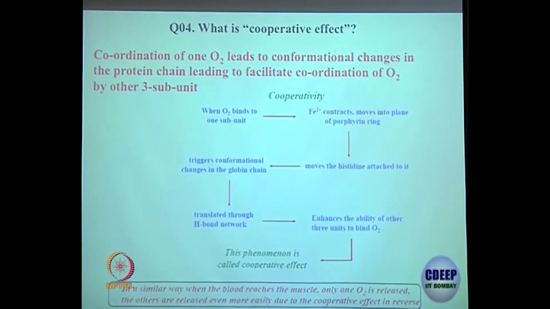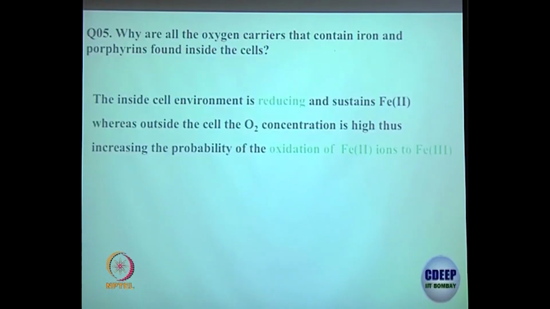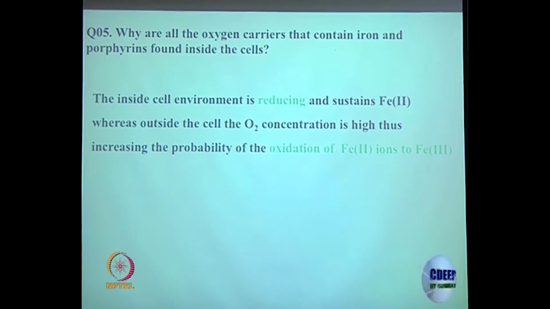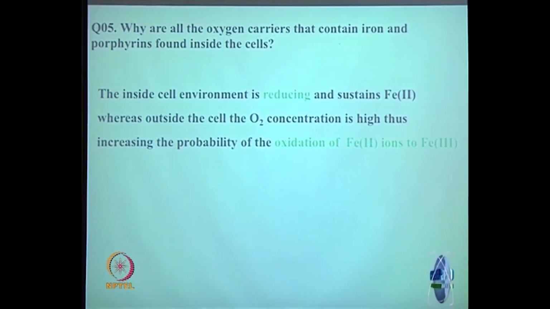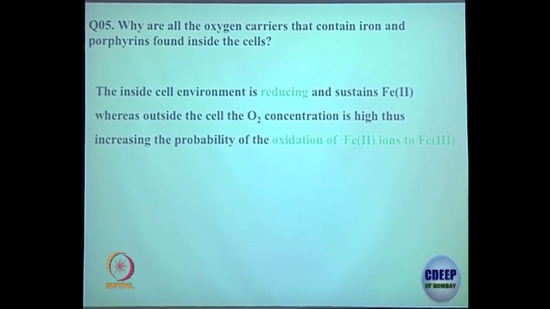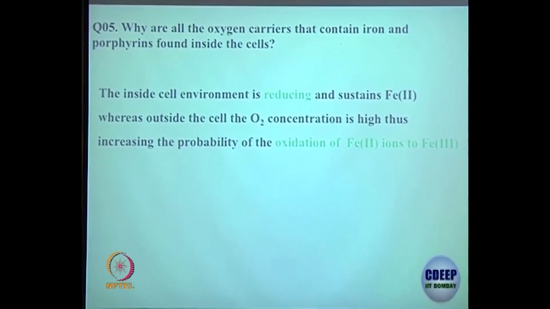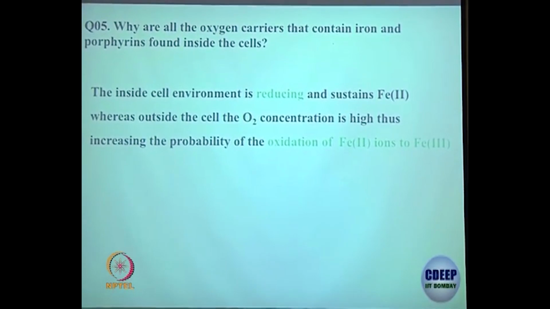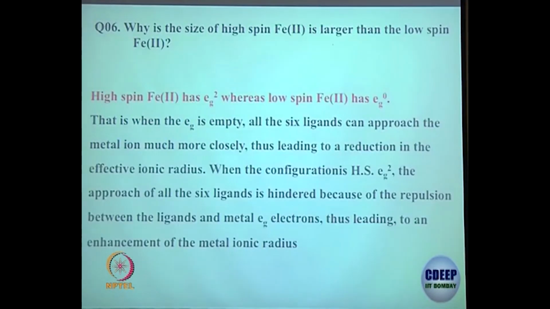What is cooperativity? Everybody knows by now, right? If you didn't understand, go through this stepwise. Okay? It is fine. Now, why are all the oxygen carriers that contain iron and porphyrins found inside the cell? Why inside the cell? Outside the cell is a very oxidative atmosphere. Iron can be oxidized irreversibly to iron 3+. Then you cannot have them used as oxygen carriers, right?